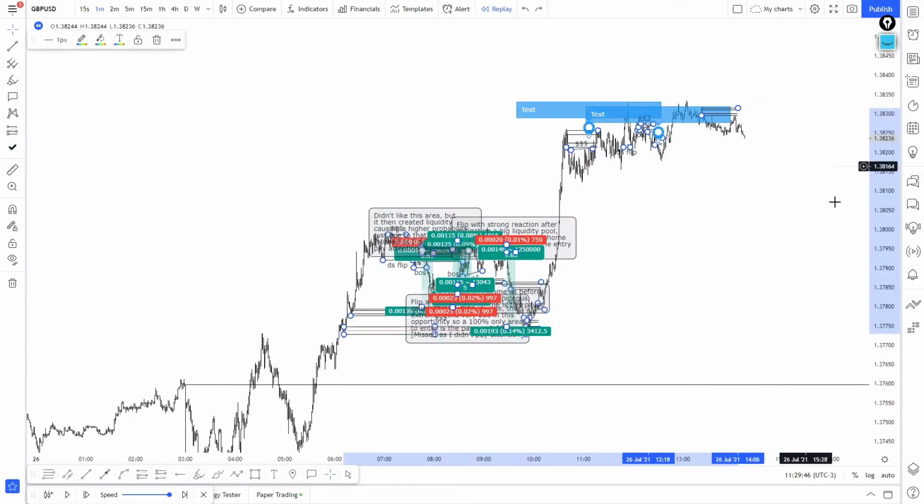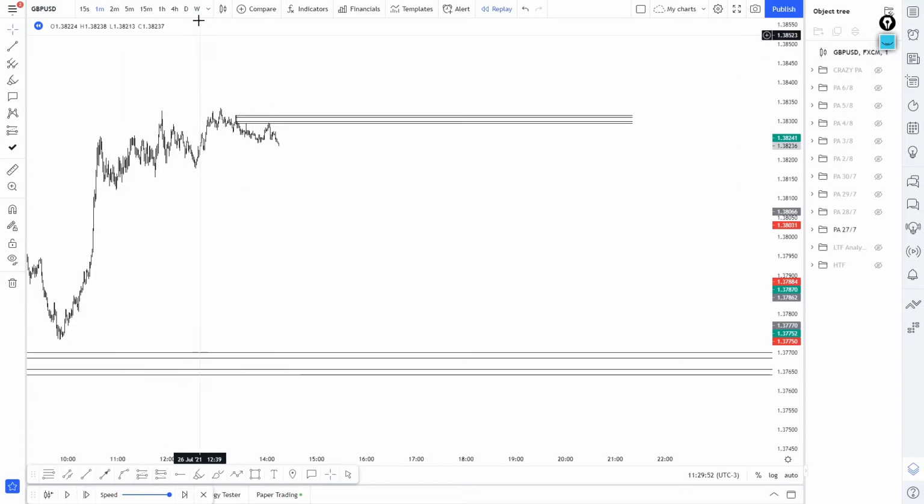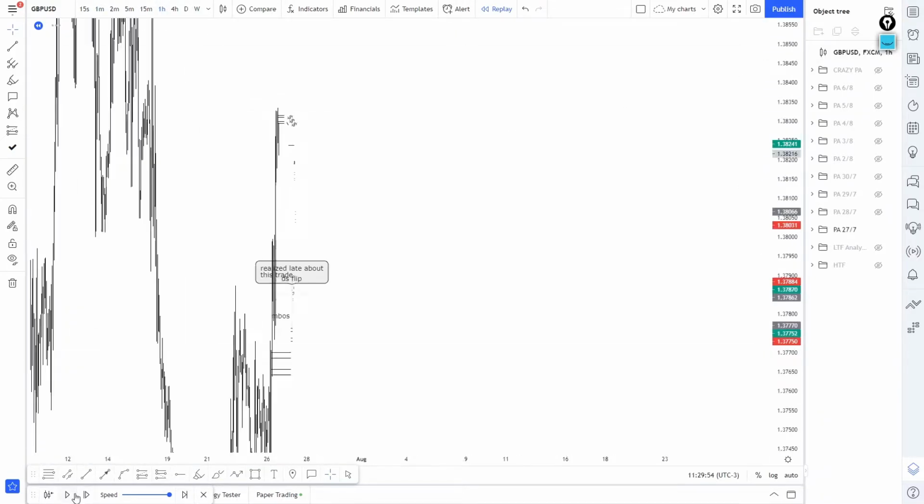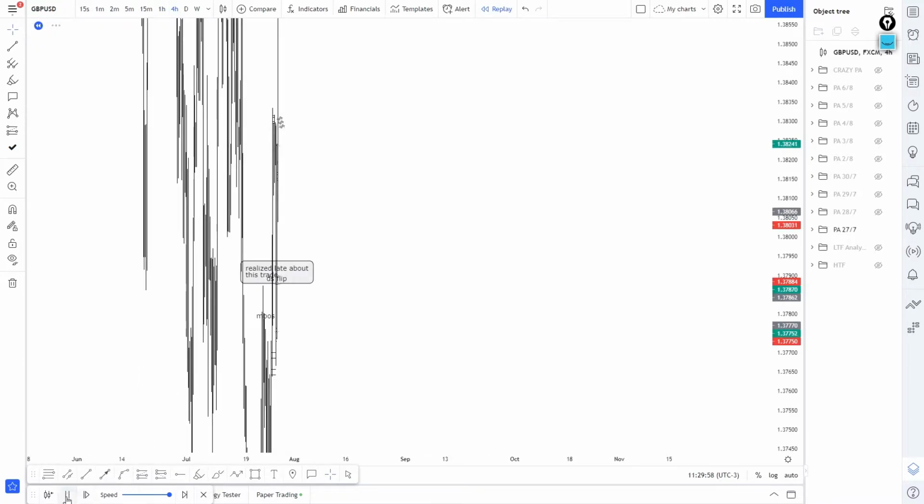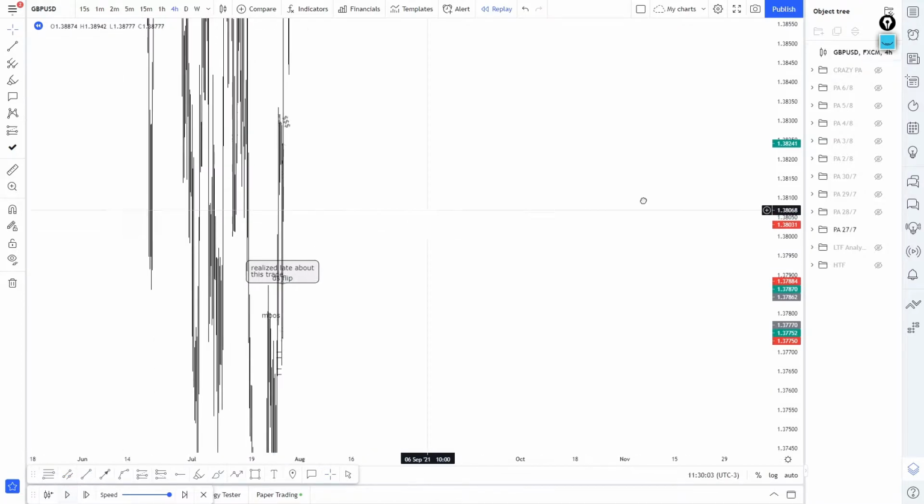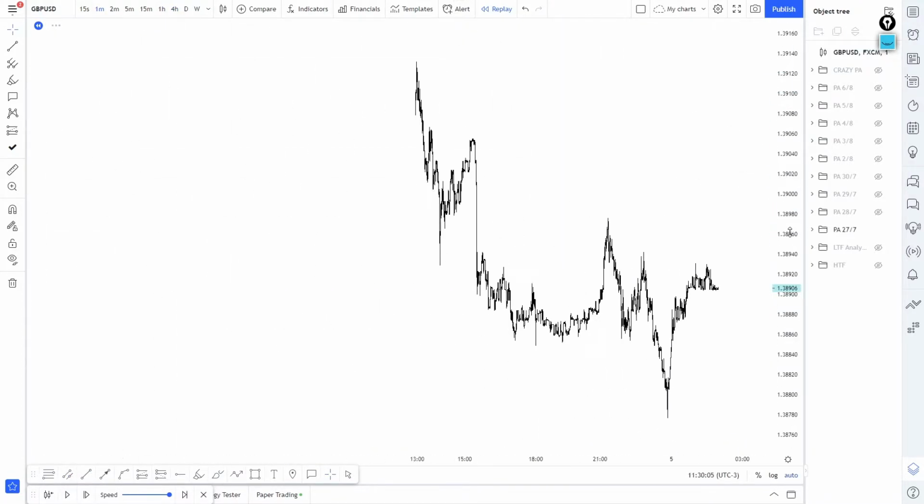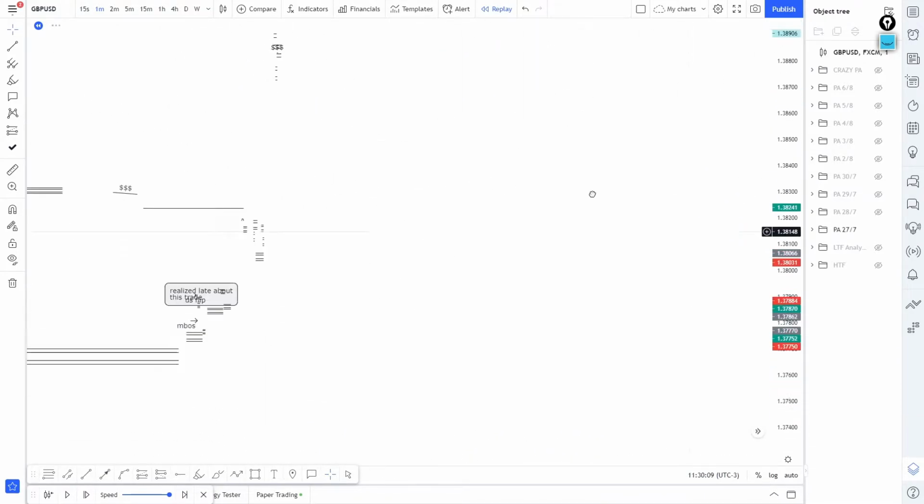Oops, didn't mean to delete that, I think. Oh, yes. Okay, 27.7. Let's go to the 1 hour. Make sure just let it play out for the whole week. And I'll just analyze price action as it goes. I think I went a little bit way too far.